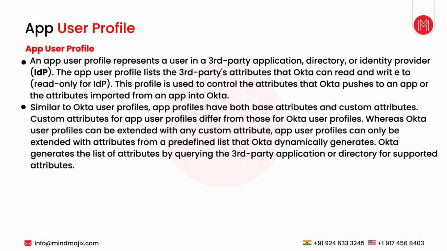Then we have just seen what an Okta user profile is. So we have understood that it allows us to send attribute values from Okta to the third-party applications. Now let's try to understand what an app user profile is. An app user profile represents a user in a third-party application, directory, or identity provider. The app user profile lists the third-party attributes that Okta can read and write. This profile is used to control the attributes that Okta pushes to an app or the attributes imported from an app into Okta. So basically it's like an application user profile which is there in the third-party application.